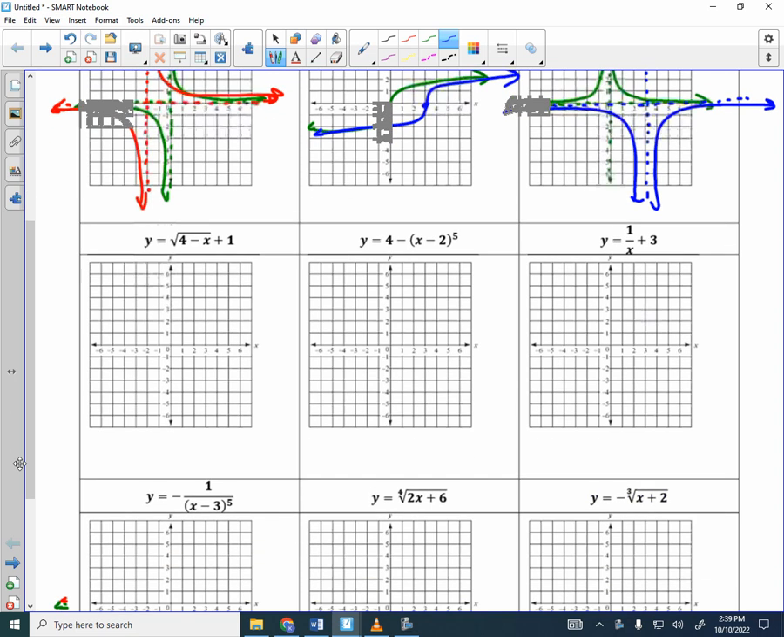Okay, this one right here looks very similar to what we did in our checkpoint, doesn't it? Okay, so I'm going to go ahead and factor out a negative. Y is equal to the square root of a negative quantity, and the 4 minus x is going to change to what? X minus 4, good, and then plus 1 on the outside. So the minus 4 is going to move it to the right 4. The negative on the inside is going to create a horizontal flip. Okay, yep, so instead of heading off to the right, it's going to go off to the left, and then the plus 1 moves it up 1. So right 4, up 1, headed off to the left.